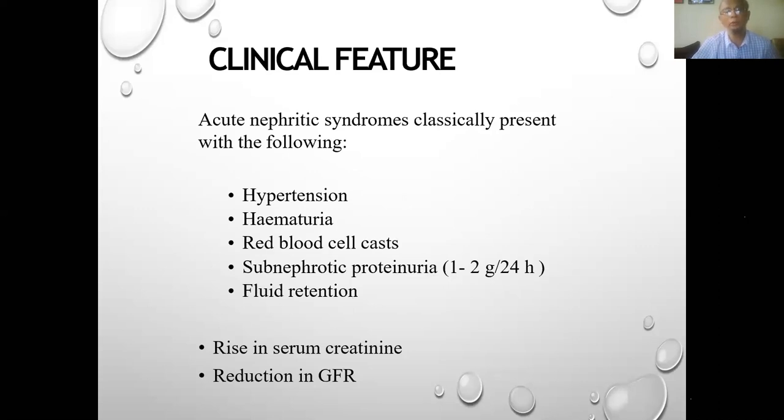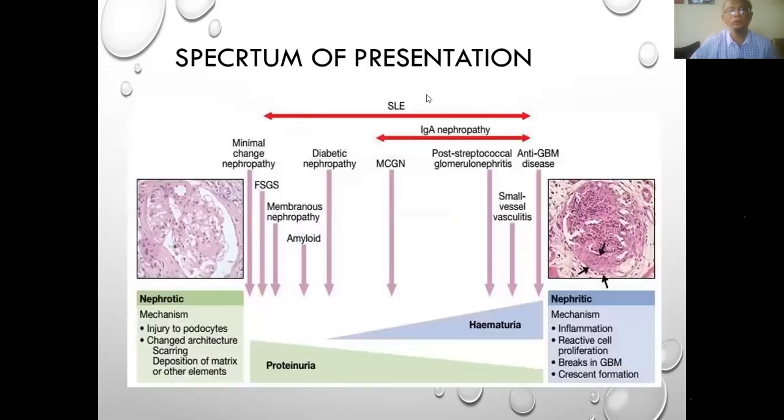And when you do the renal function test, the serum creatinine will be high, and there is a reduction of the GFR. So this is a very important slide, the spectrum of presentation, either nephrotic presentation or nephritic presentation. And you are seeing in the nephritic presentation, the mechanism is inflammation and reactive cell proliferation. And there is also a break in the glomerular basement membrane, and also some crescent formation.